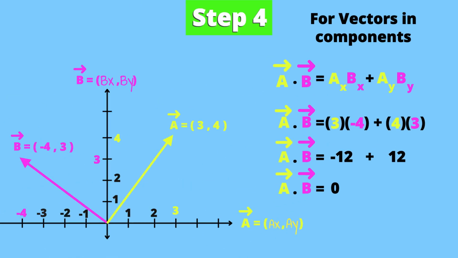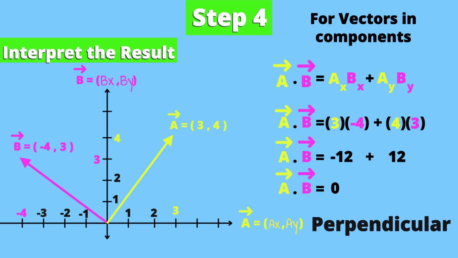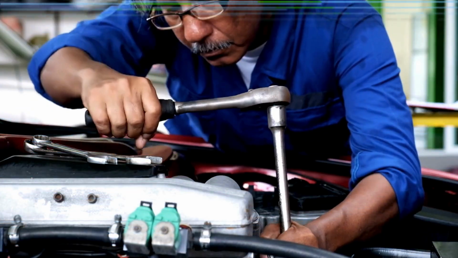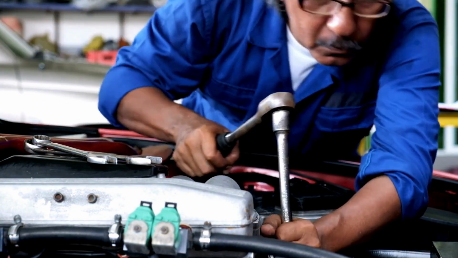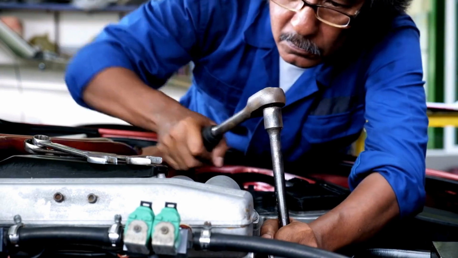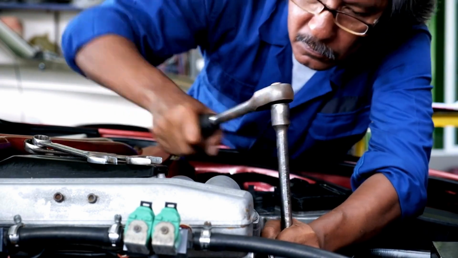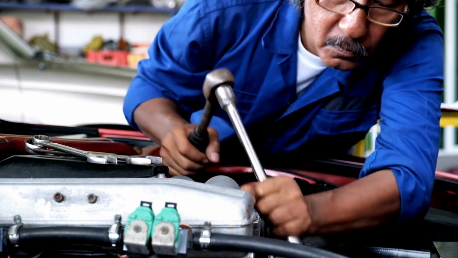Step 4. Interpret the results. Since the dot product equals 0, the vectors are perpendicular. Why it's helpful. Checking perpendicularity is essential in physics and engineering, especially for calculating torques, forces, or understanding geometry.